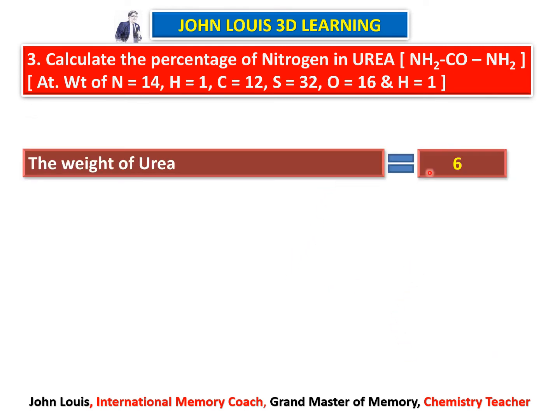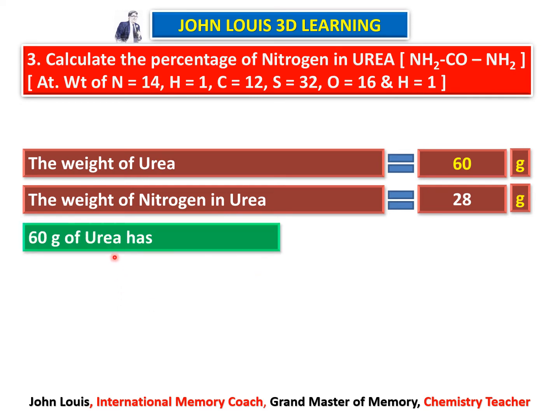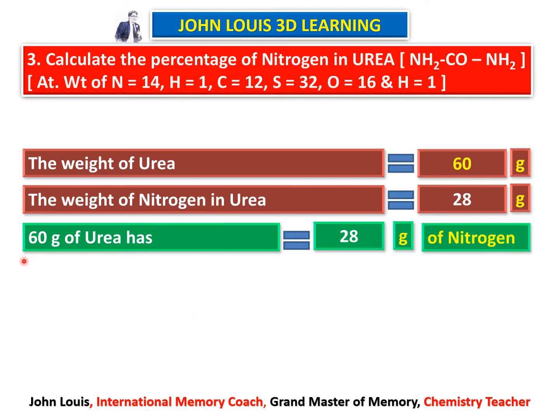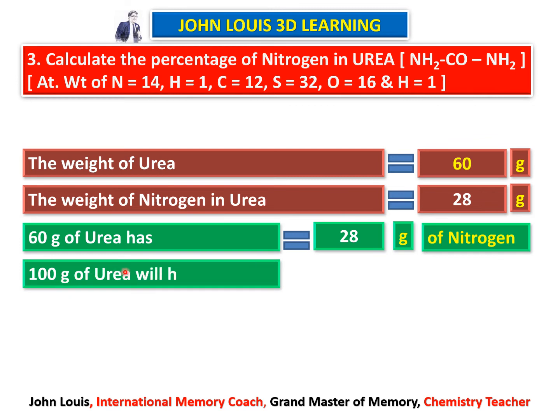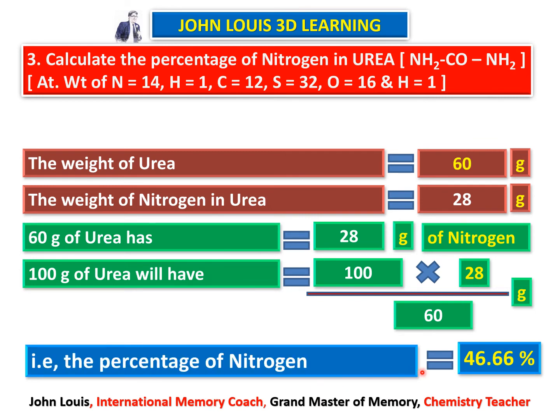So, the weight of urea is equal to 60 grams. The weight of nitrogen, how much was it? It was 28 grams. Therefore, 60 grams of urea has 28 grams of nitrogen. So, percentage means for how much do we need to find out? For 100. Therefore, 100 grams of urea will have 100 multiplied by 28 divided by 60. If you do the calculation, you will get 46.66%. What is this? This is the percentage of nitrogen in urea.